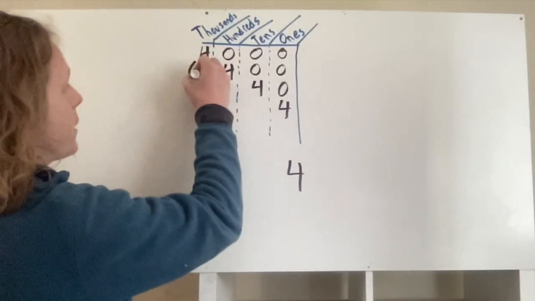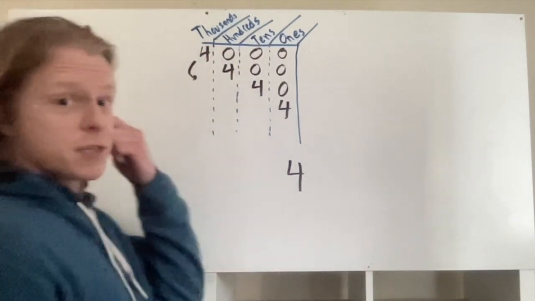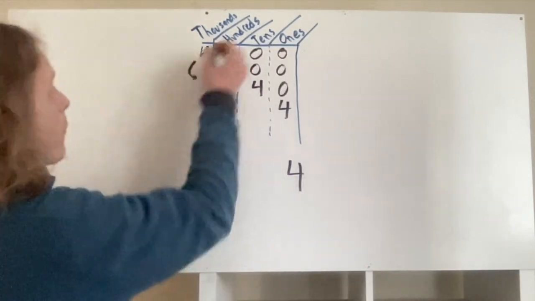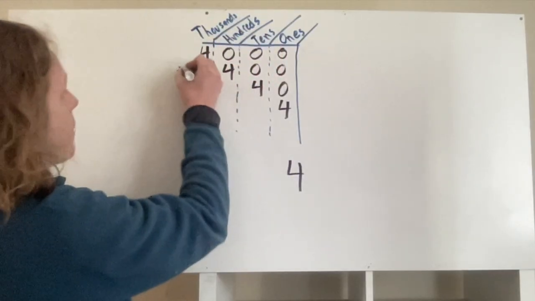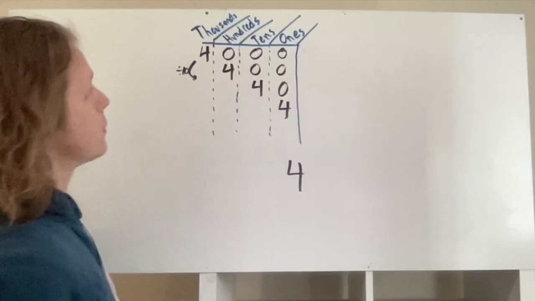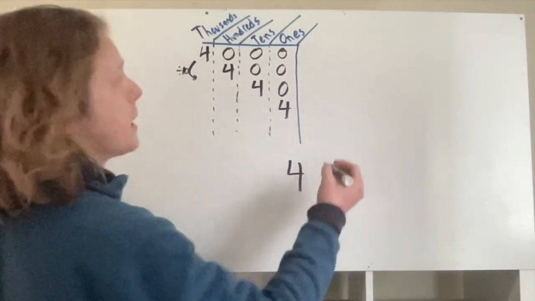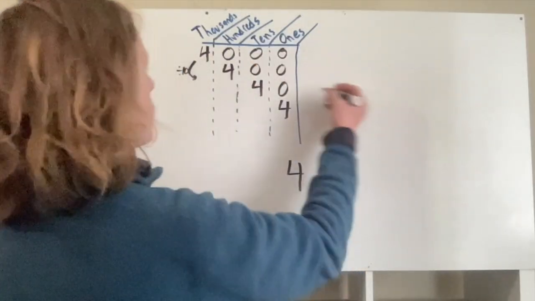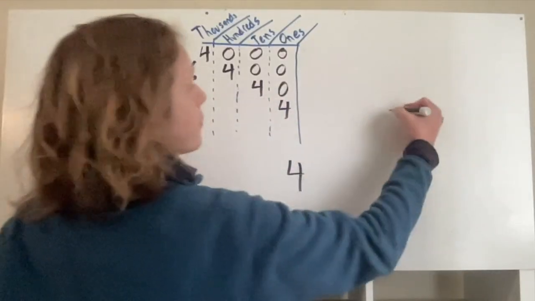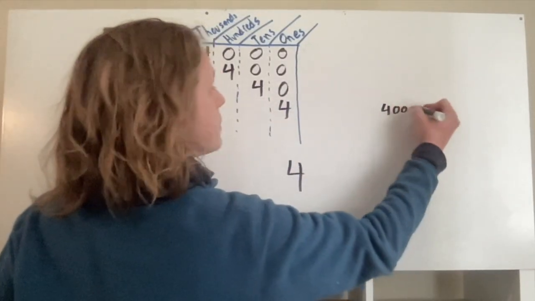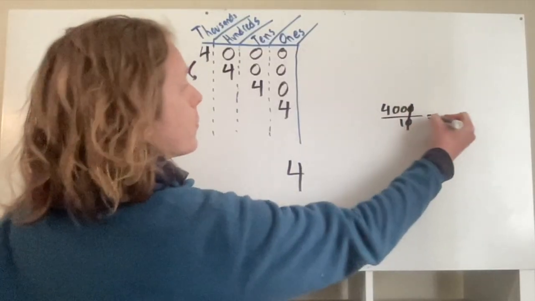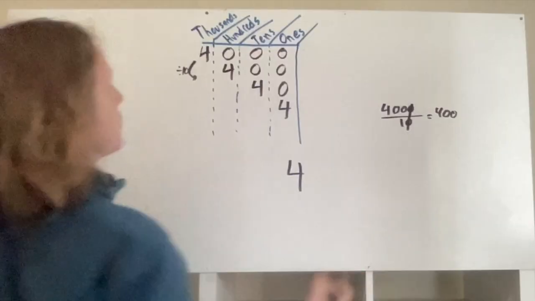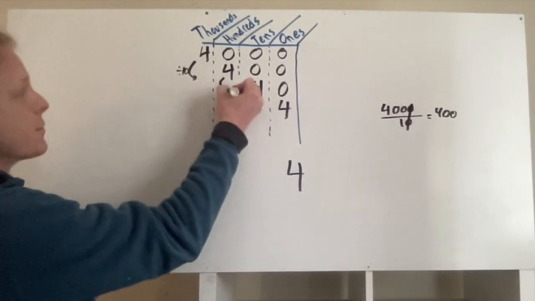What math did we do there? Well, remember that our whole number system is based on the number 10, right? So when we move one place value to the right, we're dividing by 10, right? I could show this with division, or I could show it with fractions, right? 4,000 divided by 10, well, that's 400, okay? And then that pattern continues. I divide by 10.